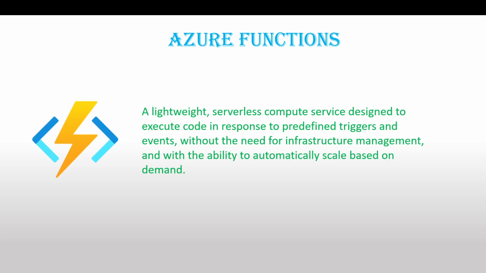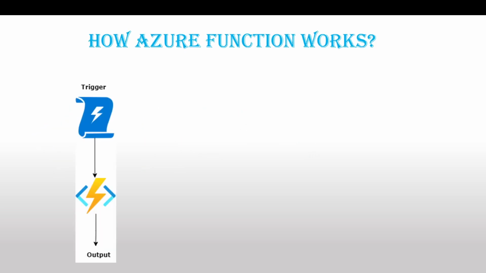Azure Functions. Azure Function is a service where we can execute a small piece of code in Azure without worrying about the underlying infrastructure. It can automatically scale based on the demand. How does Azure Function work? Azure Function works based on the triggers. Trigger is nothing but a condition. When a particular condition is met, Azure Function will be executed.